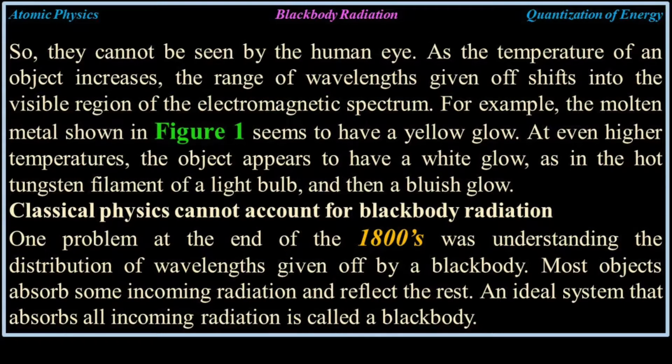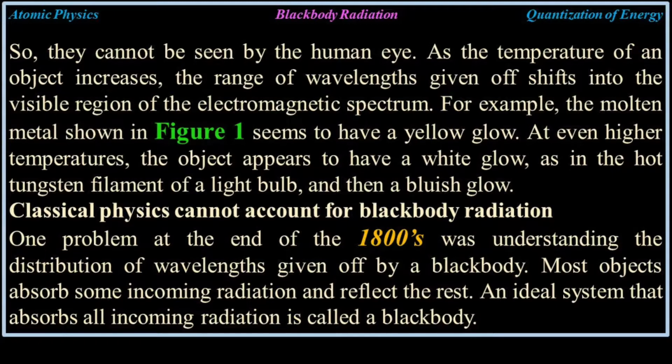As the temperature of an object increases, the range of wavelengths given off shifts into the visible region of the electromagnetic spectrum. For example, the molten metal shown in Figure 1 seems to have a yellow glow. At even higher temperatures, the object appears to have a white glow, as in the hot tungsten filaments of a light bulb, and then a bluish glow.